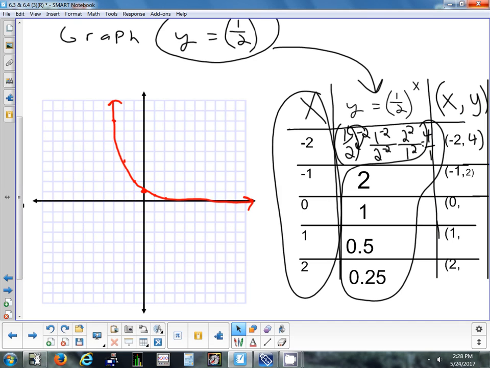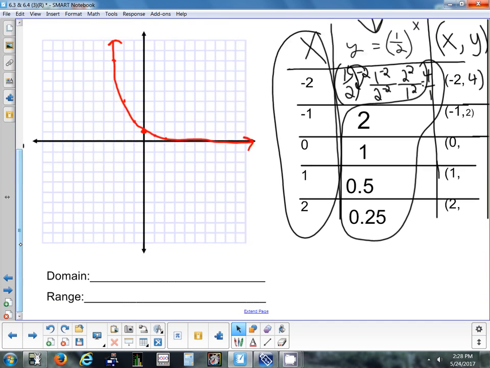So it's just asking me to identify the domain and the range of the graph. So the domain here for the x's, these are just 5 specific values in the domain. But the domain in general is every x on this red line. It includes 1, 2, 3, 4, 5, 6, 7, 8, 9, 10.